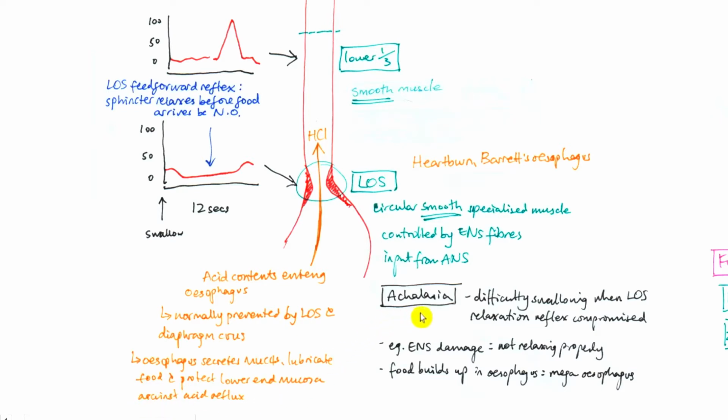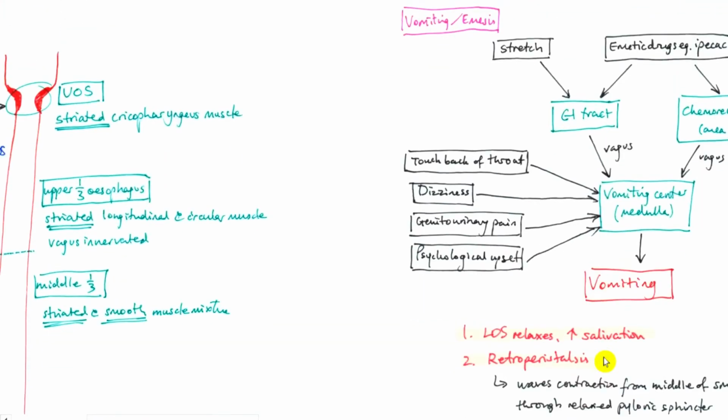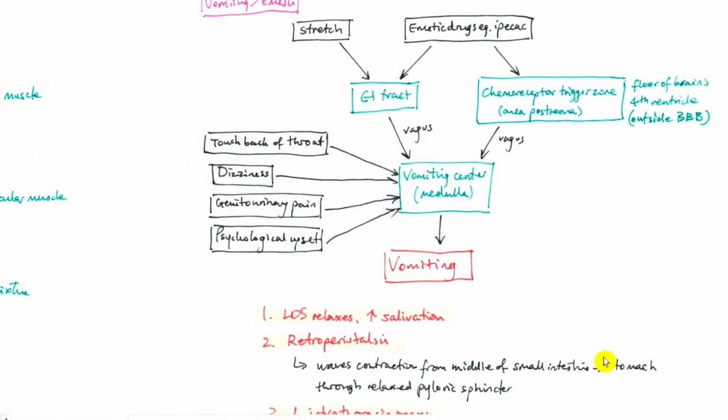Achalasia is difficulty swallowing when the lower esophageal sphincter relaxation reflex is compromised, so it doesn't relax before the food arrives and it contracts, so we can't really swallow very well. It can be caused by enteric nervous system damage, which makes it not relax properly. Food builds up in the esophagus and can cause the esophagus to distend, causing megaesophagus, which is a condition that needs to be treated.